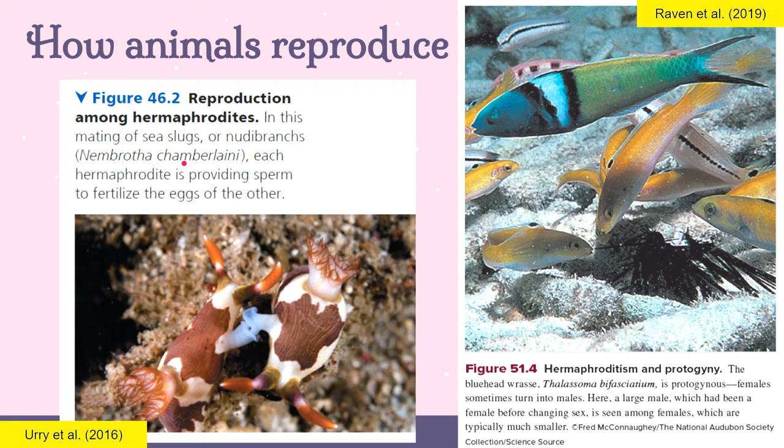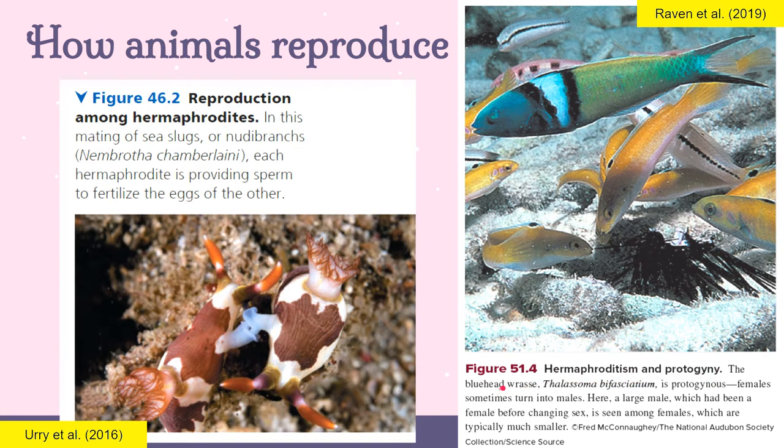So here we see a mating, a reproduction of sea slugs, okay. So both of them are hermaphrodites. Both of them have egg cell and sperm cell. So when they reproduce, they exchange sperm cells, okay. They provide sperm cells with each other to fertilize the egg cells of the other. So after their mating, after their reproduction, both of them will have fertilized egg cells, and then they can now have their offspring.